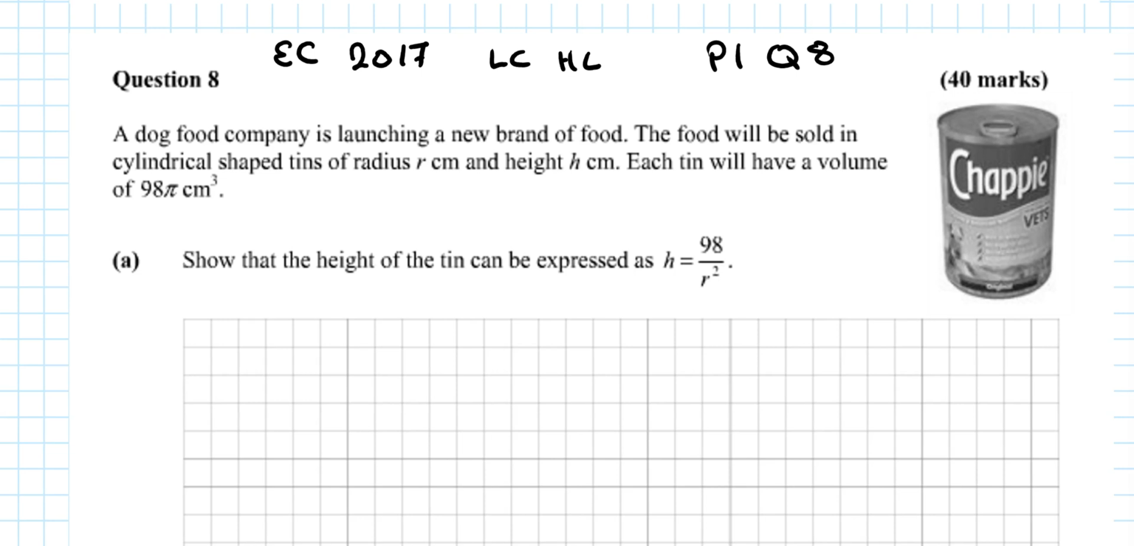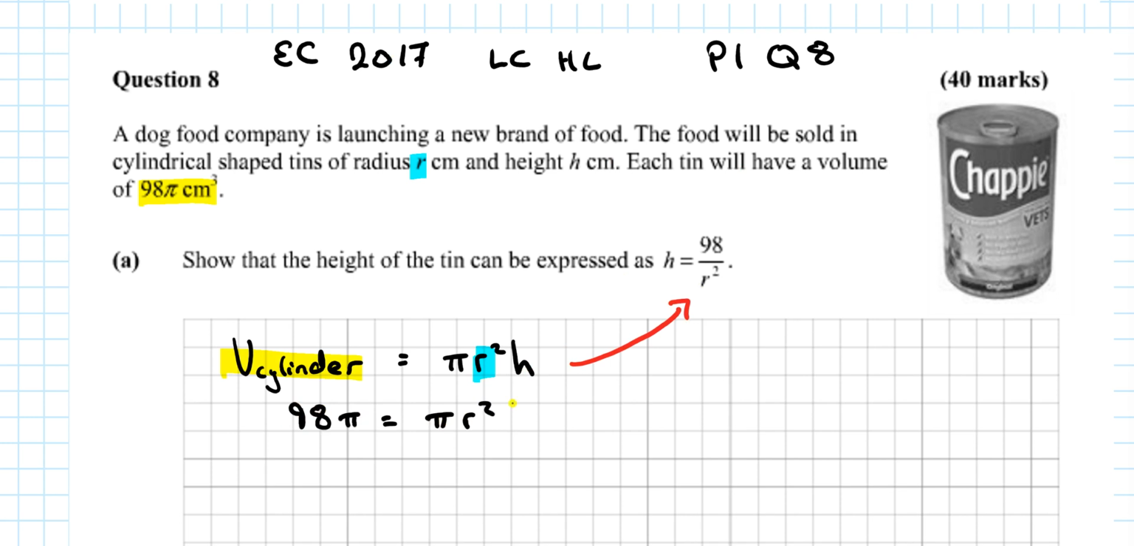Well, I know it's in the shape of a cylinder, and the volume of a cylinder is pi R squared H. I know what the volume is, and the radius is in terms of R. So I want to get H on its own, like they have in the question. Filling in this, 98 pi is equal to pi R squared H.